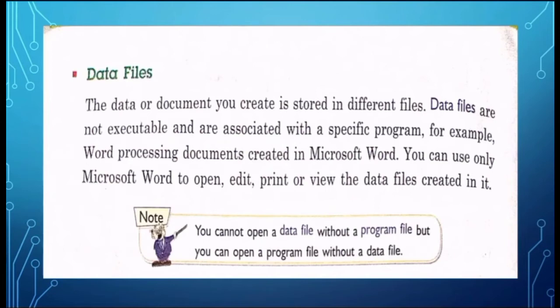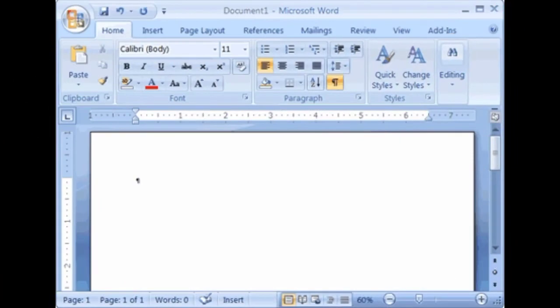For example, word processing documents created in Microsoft Word. Okay, and you can use only Microsoft Word to open, edit, print or view the data files created in it. So suppose you can use your Microsoft Word to open, edit, आप उसको ओपन करके इसमें वर्ड्स लिख सकते हैं, टाइप कर सकते हैं, और एडिट कर सकते हैं, देन प्रिंट, और उसको फिर अगेन व्यू कर सकते हैं from the data file you created.